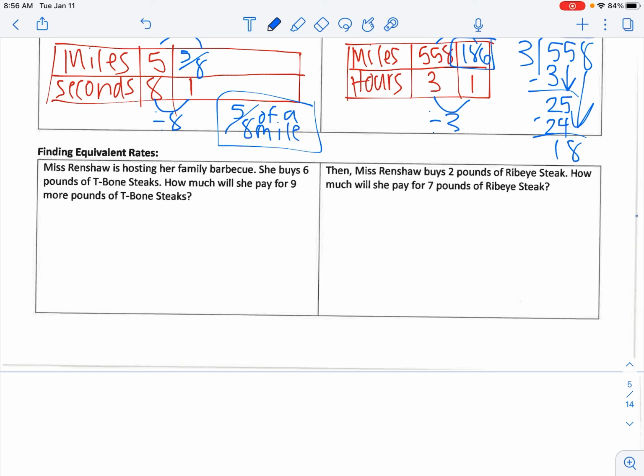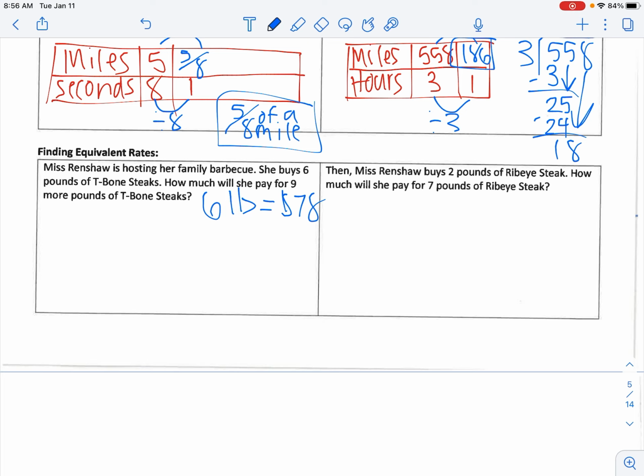Now we're going to be finding equivalent rates. So this is just like what you did last class when you do it in the ratio table. But this time, we're going to be going down to a unit rate instead of finding a common number between the two numbers. So, it says Ms. Renshaw is hosting her family barbecue. She buys 6 pounds of T-bone steaks. It's supposed to say she buys 6 pounds of T-bone steaks for $78. So 6 pounds equals $78. How much will she pay for 9 more pounds of T-bone steaks?